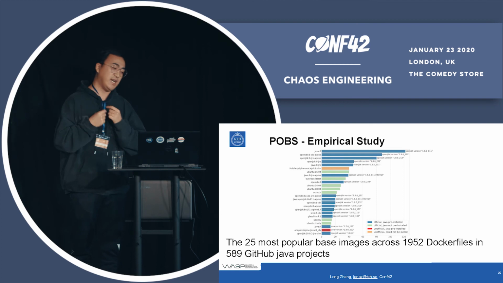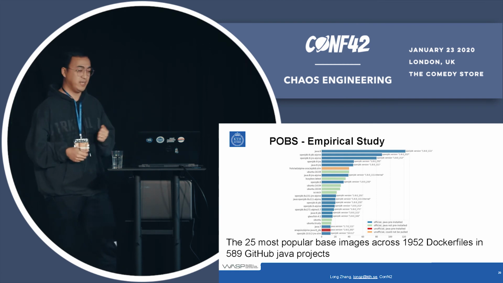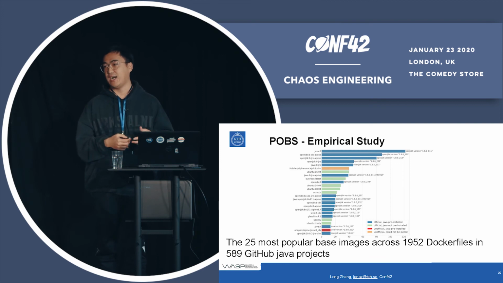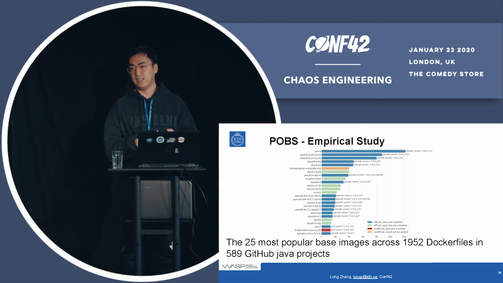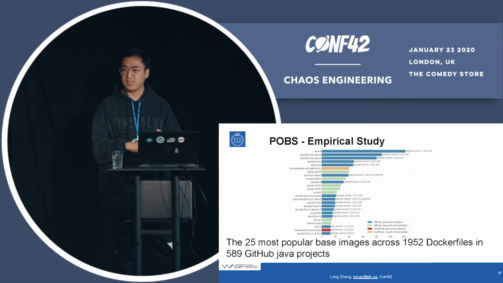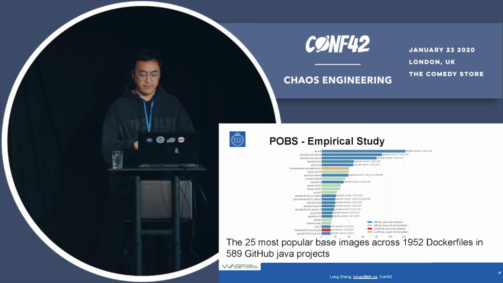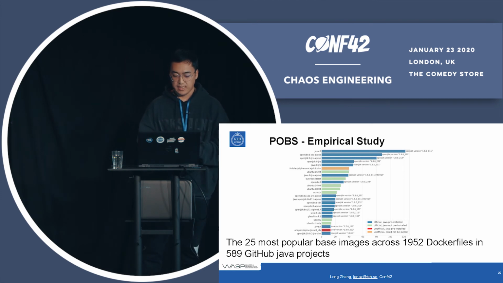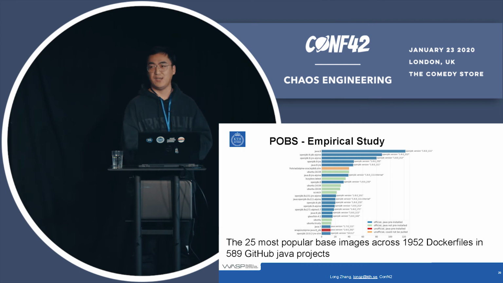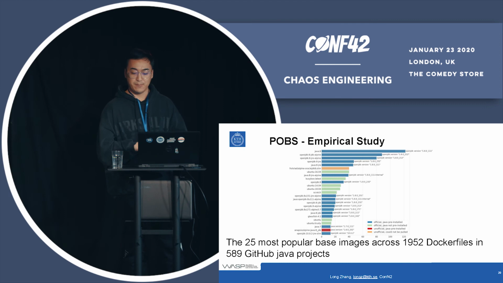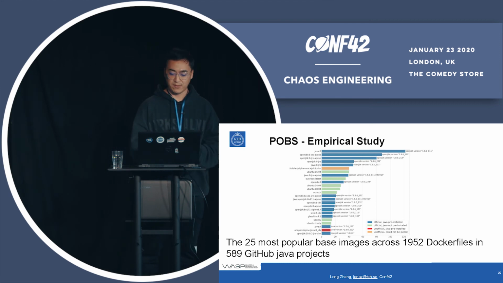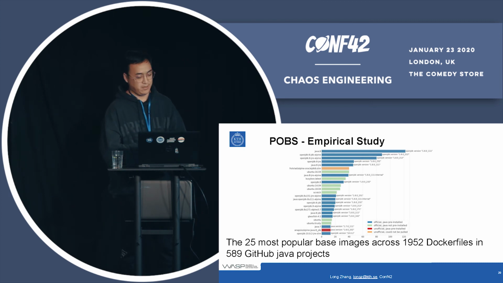So first of all, we conducted an empirical study about how Java applications use Docker on GitHub. We mined 1,000 Java GitHub projects based on their popularity. And then we found almost 600 Java projects really use Docker in their source code base. We also analyzed their Dockerfiles to see what the most popular base images are. So Java 8 and OpenJDK 8 rank first and second, then Alpine.